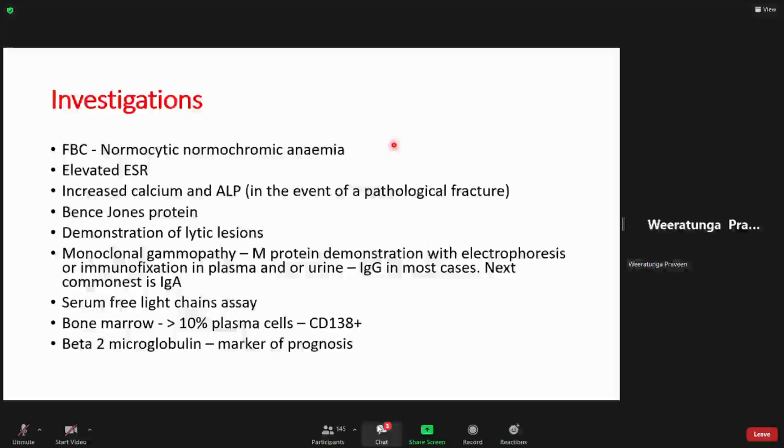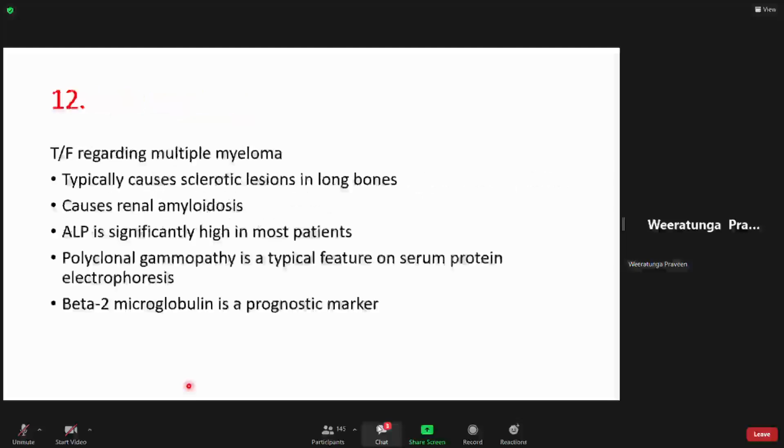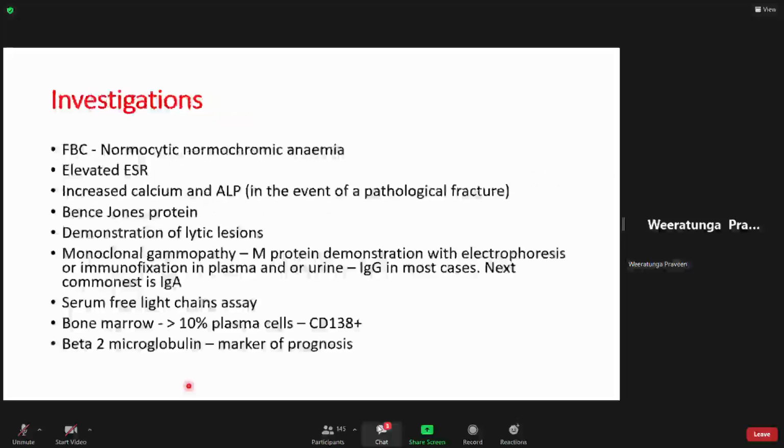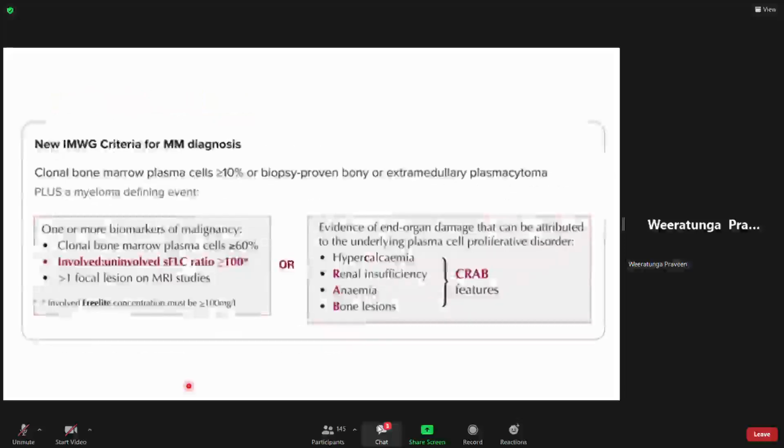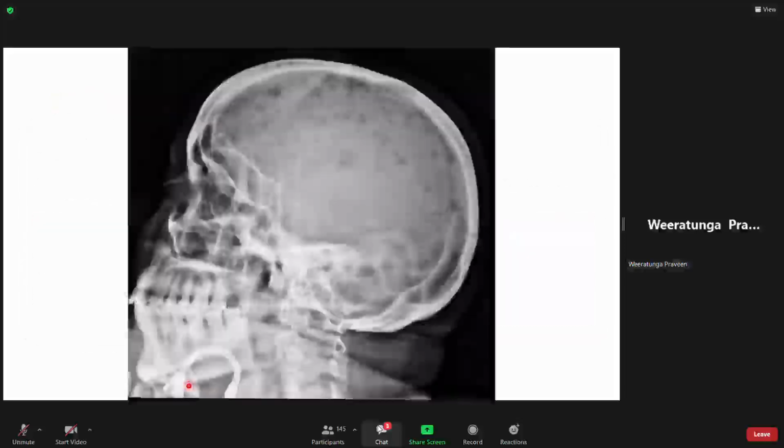So, suspect multiple myeloma in an elderly person with backache and anemia. Diagnosis is with ESR and rouleau formation in the blood film. Confirmation is with monoclonal proteins, you have to show that there is end organ damage, and you have to also do a bone marrow to demonstrate the excess of plasma cells. Beta-2 microglobulin is used as a prognostic marker. That is one of the prognostic markers that we use. Not for diagnosis, but prognostic marker. Don't worry too much about that.